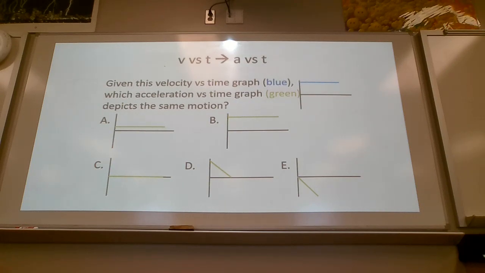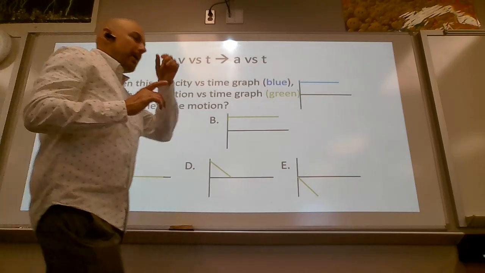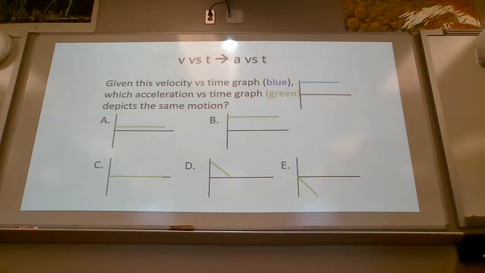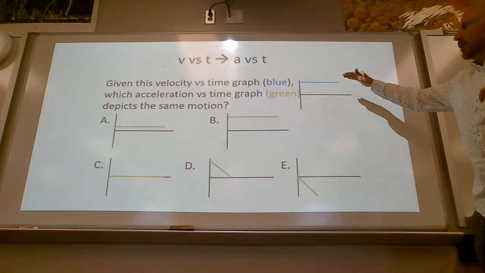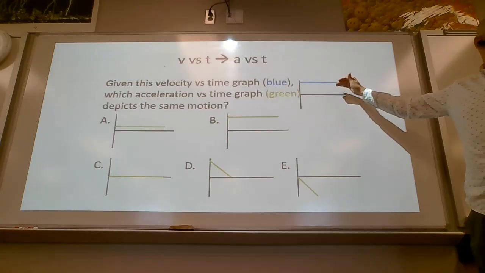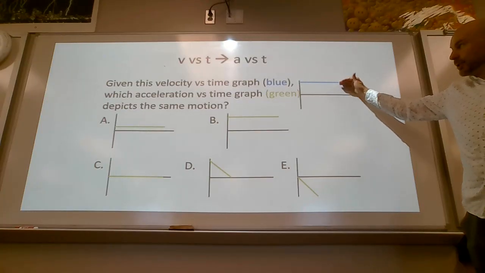Correct answer is? Correct answer is C. Okay, you need both. I'm going to give you both a conceptual story and a mathematical and graphical one. How would you move to produce this velocity versus time graph? Like a motion detector, what would you do to make that?